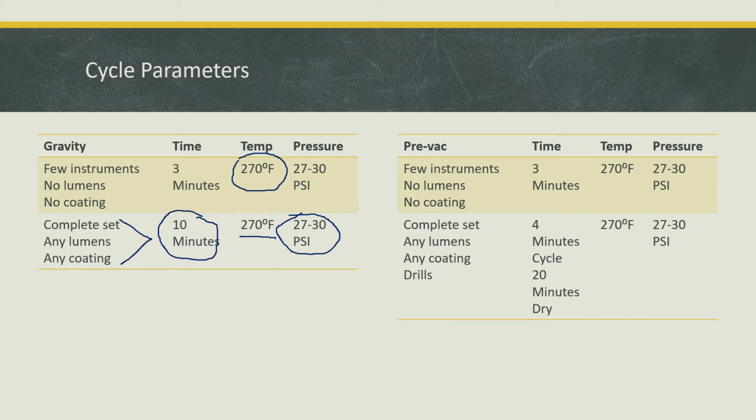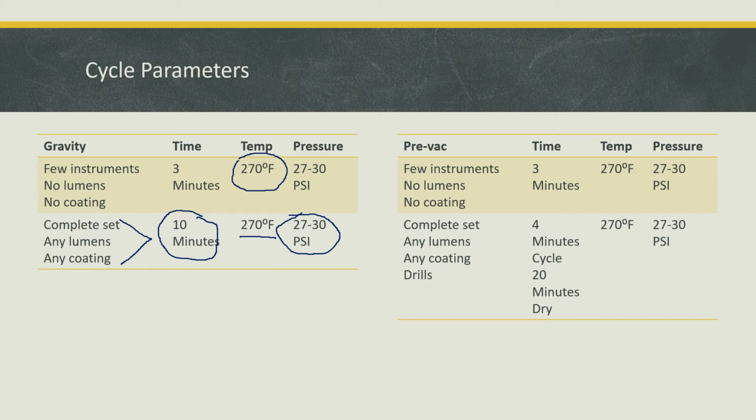Now for pre-vac, we can do as quick as 3 minutes pre-vac if it's a few instruments, no lumens, no coatings. We really don't do this because the issue with pre-vac is that you've got that time with all those conditioning pulses. And so that extends the complete cycle. So it's not worthwhile. You're not saving time by using pre-vac cycle when you've only got a few instruments, no lumens, and no coatings. So in this case, instead of doing pre-vac, we're going to do regular gravity.